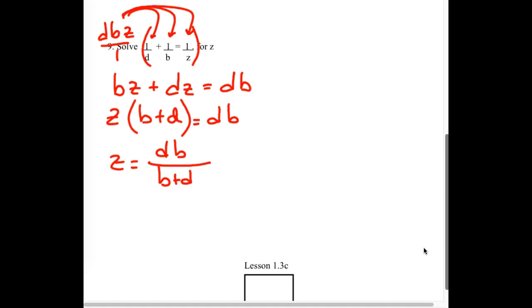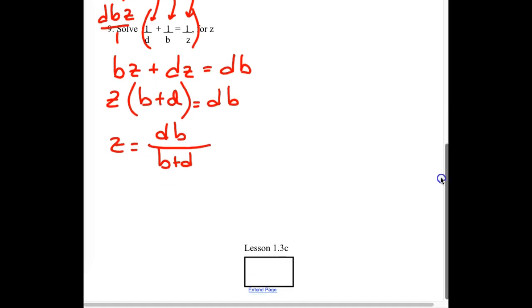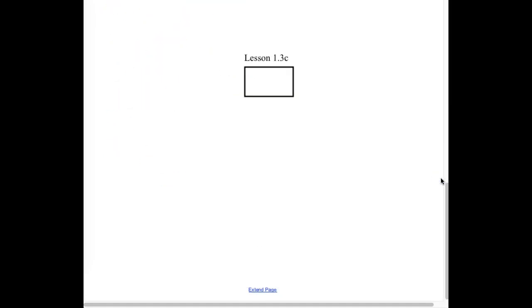All right? So all you're going to be doing today is rearranging formulas, solving for that specific variable. Your assignment is on page 135. You're going to do 55 to 74.